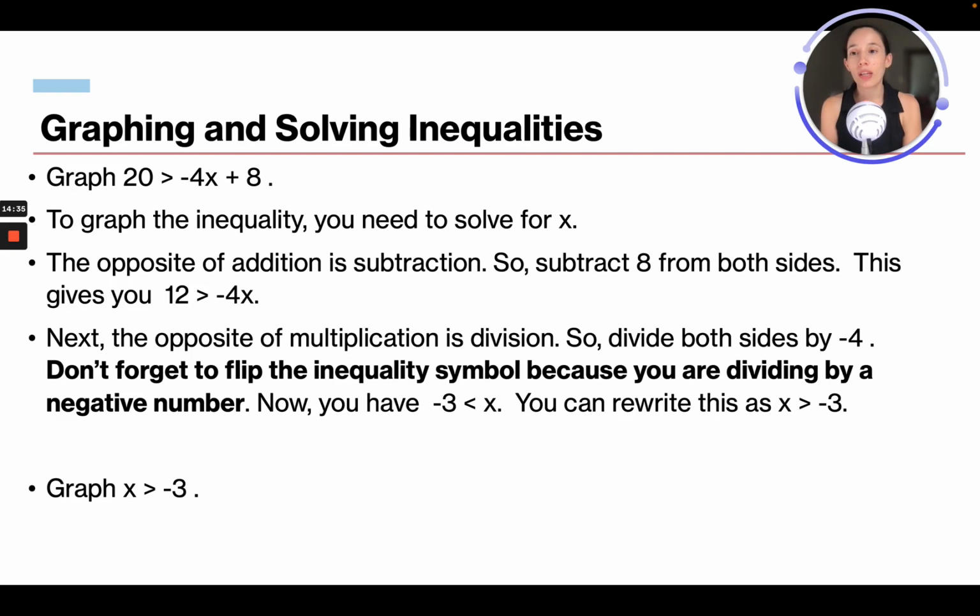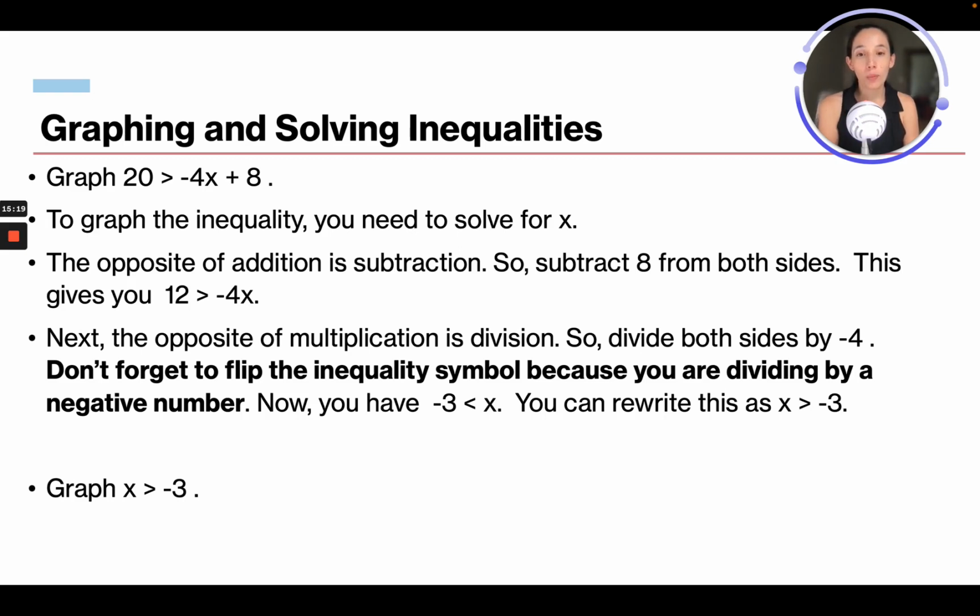But let's say we want to graph and solve the following inequality: 20 is greater than negative 4x plus 8. To graph the inequality, you need to solve for x. The opposite of addition is subtraction, so we are going to subtract 8 from both sides because remember, we want to try to get x on one side and the numbers on the other. So we subtract 8, we get 12 is greater than negative 4x. Now, the opposite of multiplication is division, so we're going to divide both sides by negative 4, but we need to remember to flip the inequality symbol because we're dividing by a negative number.